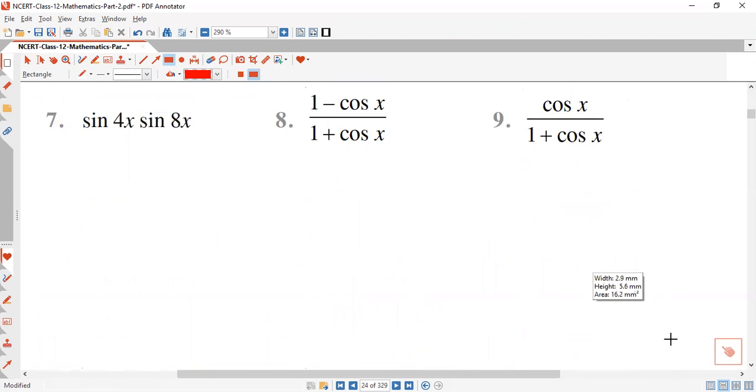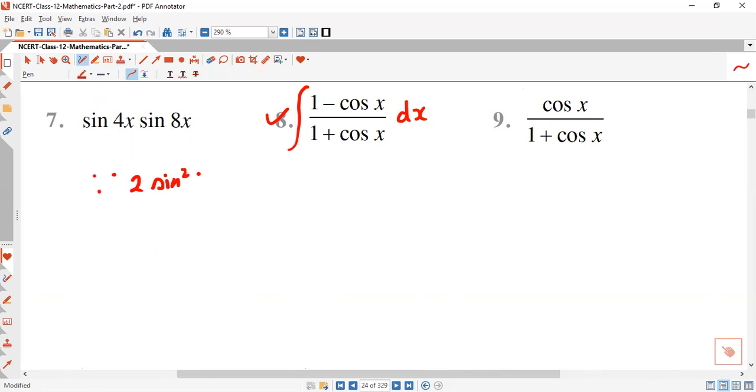We are interested in finding the integration of this question. So we have 1 minus cos x over 1 plus cos x. Since we know the formulas very well, 2 sine square a equals 1 minus cos 2a, and 2 cos square a equals 1 plus cos 2a. So we can use these two formulas here.